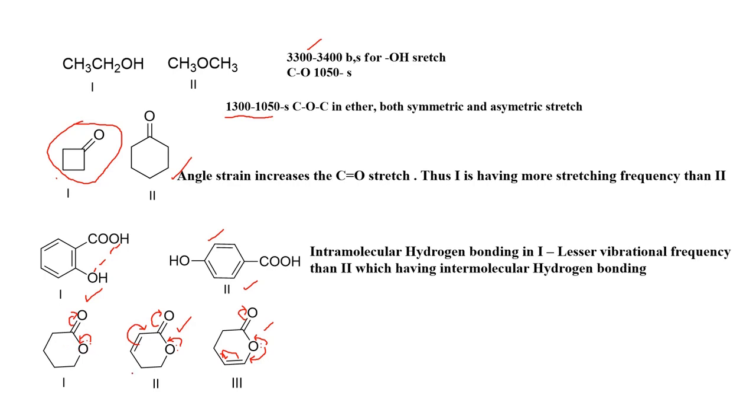Then, you know, as the conjugation increases, the carbonyl stretching frequency decreases, and so the second molecule will have the least carbonyl stretching. Then comes the first molecule, then the third molecule, which will have the maximum carbonyl stretch. The second molecule will have the minimum carbonyl stretch, and the first molecule will have a carbonyl stretch in between these two. That is, third is greater than first, which in turn is greater than second. Second is the molecule with the least carbonyl stretch, and third is the molecule with the maximum carbonyl stretch.